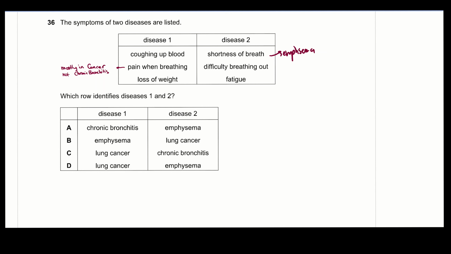The reason for that, shortness of breath, is because the surface area to volume ratio of the lung decreases because the alveoli bursts. So less oxygen is going to be absorbed into the body. So emphysema is correct. For disease number 1, it emphasizes here pain when breathing, and this distinguishes lung cancer from chronic bronchitis. So lung cancer is going to be the appropriate choice. So the answer is going to be D.